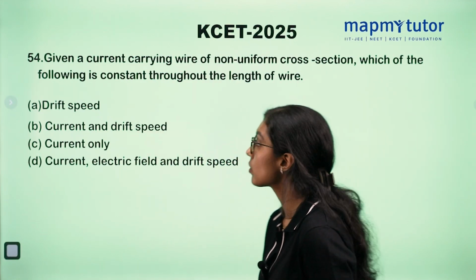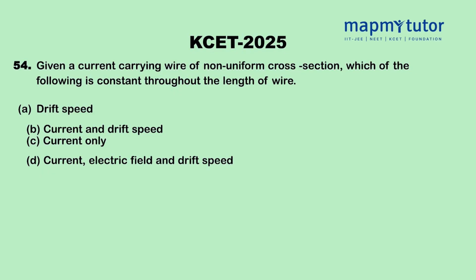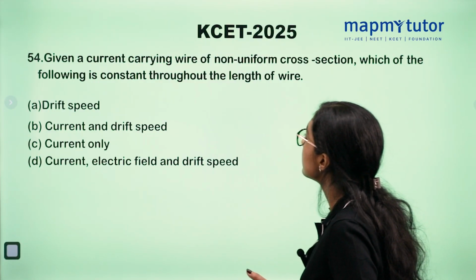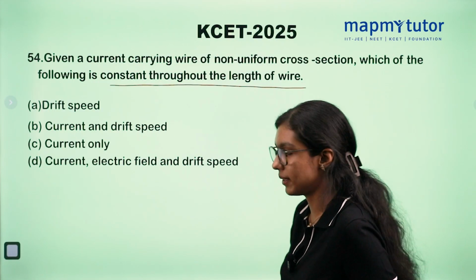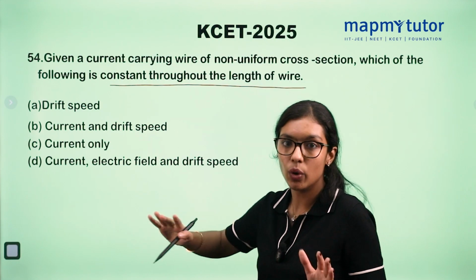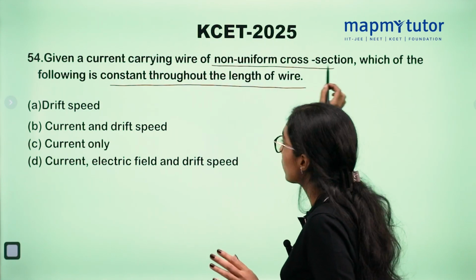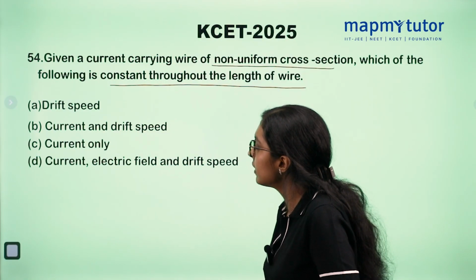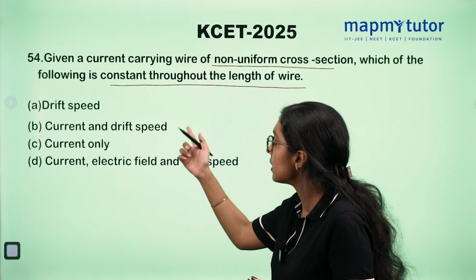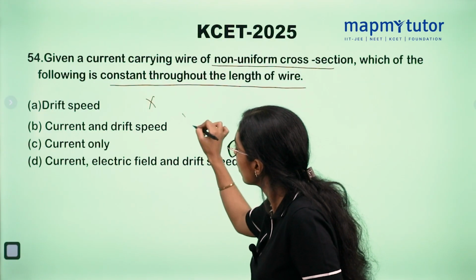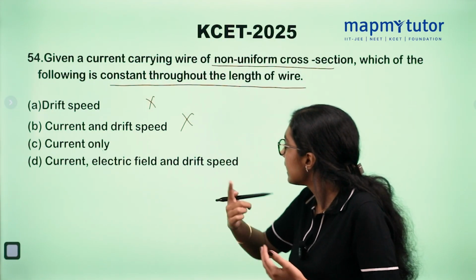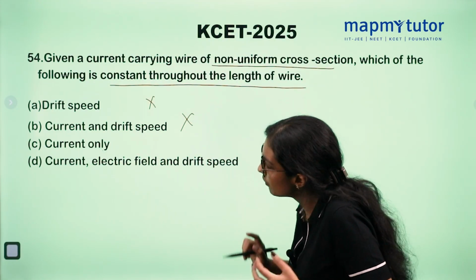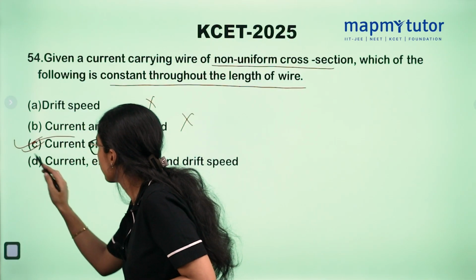Again, a conceptual based question. Given a current carrying wire of a non-uniform cross-sectional area, which of the following is constant throughout the length? Drift speed? No. As we have mentioned, non-uniform cross-sectional area, drift speed will change. Current and drift speed? No. Current is same, but drift speed is different. So not this option. Current only? Yes. Current, electric field and drift? No. So option C is correct.